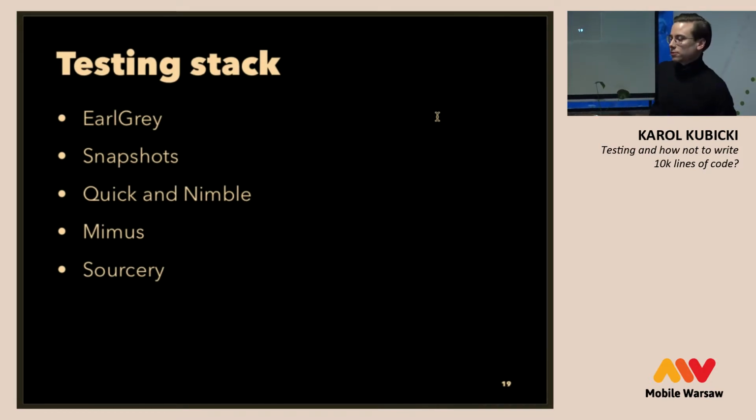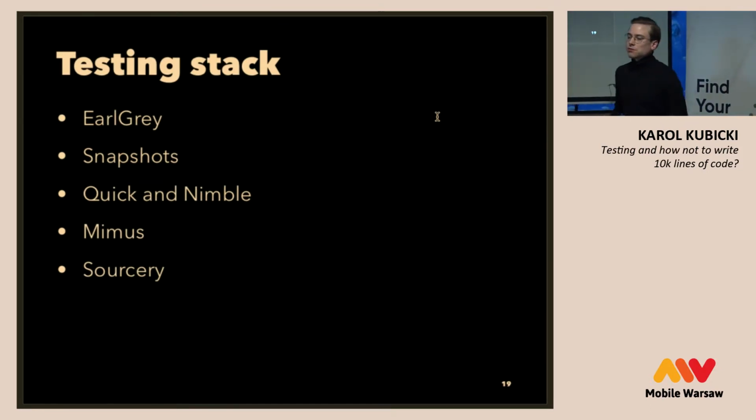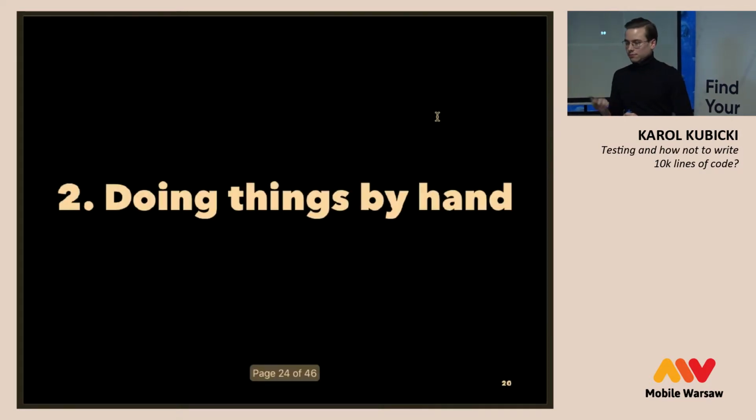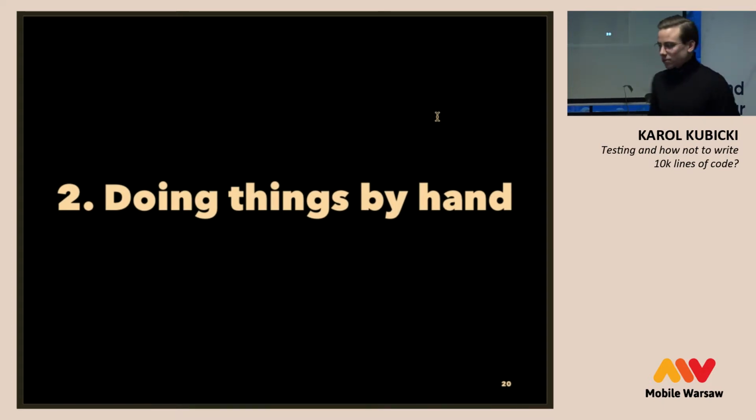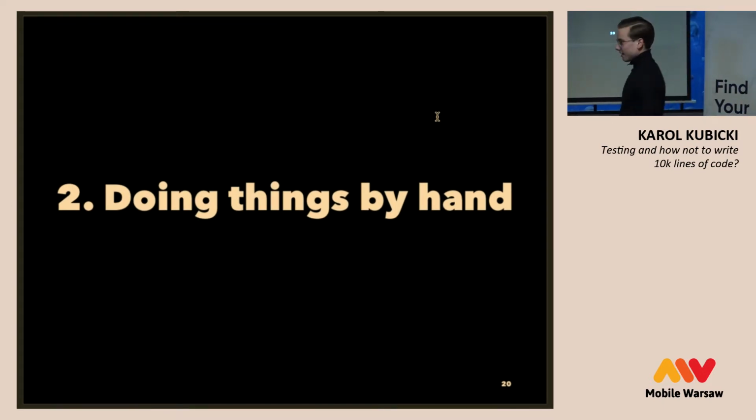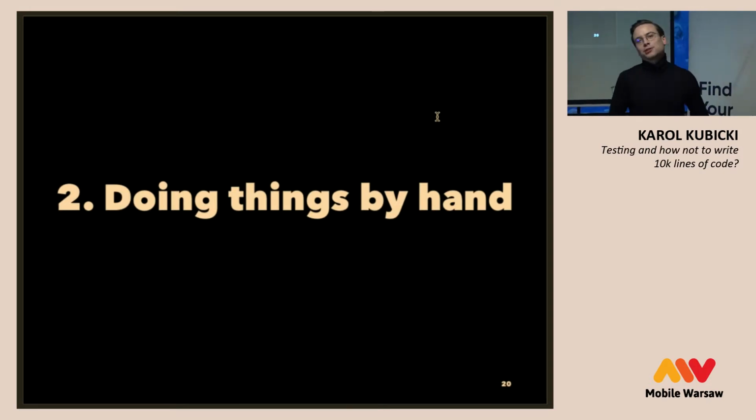We use Quick and Nimble, which are, correspondingly, a BDD framework and an assertion framework. Just check those out. And we use Mimus and Sourcery, which I will tell you more about in a second. So, doing things by hand. This is something that we can actually blame on Swift. We don't have the dynamism or dynamic features that we used to have in Objective-C or in other modern languages. So we start by doing things by hand.